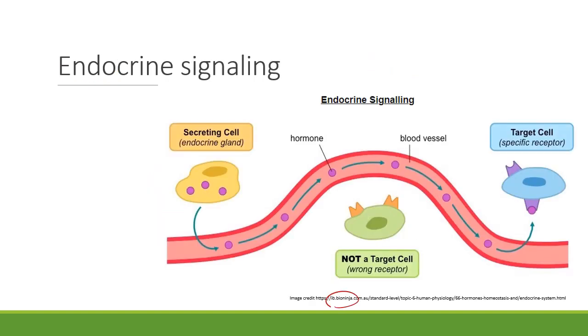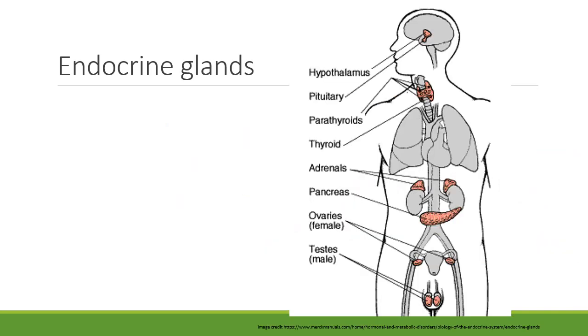Here's a lovely BioNinja diagram showing endocrine signaling. So we've got the endocrine gland here, releasing those hormones here. Those hormones are going to travel through the bloodstream, and they're going to go right on past all of the cells and tissues that do not have the correct receptors until they get to the target cells that do have the right receptors. They'll bind, and then signals will initiate whatever response needs to happen.